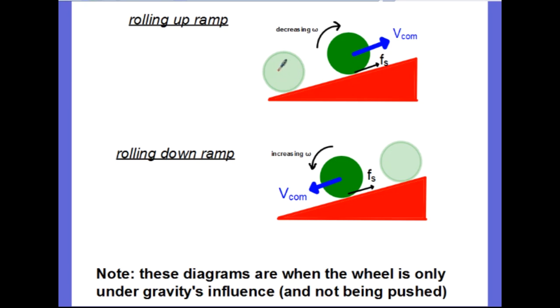If, however, the wheel was initially at rest and I started to push it up the ramp, then this surface right here would slide up the ramp, and that means the frictional force would be down the ramp, and the torque produced by a down the ramp frictional force would create a clockwise torque and increase the angular velocity in the clockwise direction as it moves from rest to rolling up the ramp. So just be careful. My suggestion is to look at the angular acceleration, and from that you know the net torque must be in that direction.